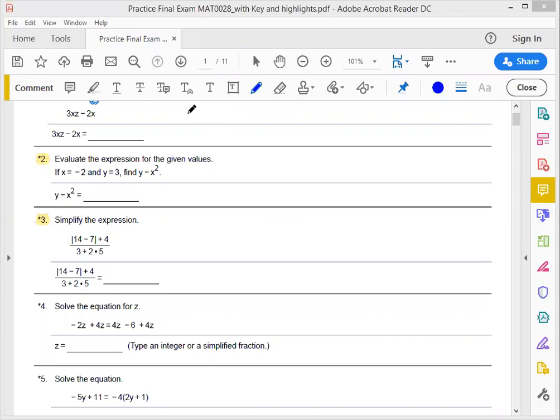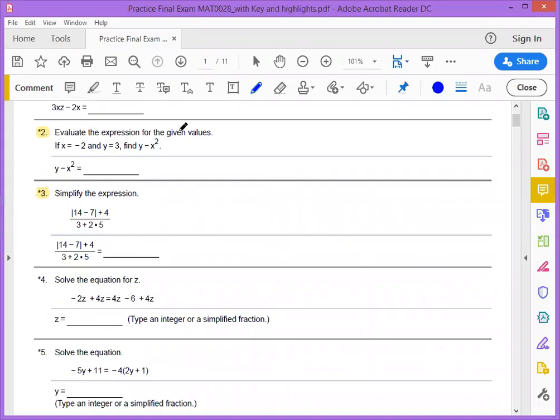That's MAT0028. We're going to review for the final exam by looking at the highlighted problems. And we've done most of the highlighted problems in this module. Remember, your final exam is going to be exactly like this practice exam that we're reviewing today.